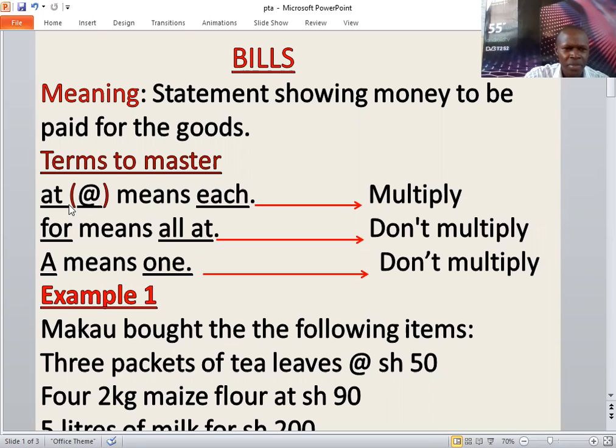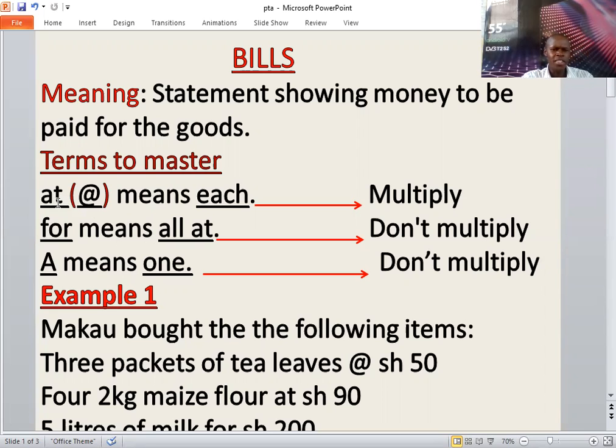The first term, we normally have "at". At is written this way. The symbol looks like this one. At means each. Now, we have also the term "for". For means all at. We have a term "a". A means one. Now, let's go back to at.